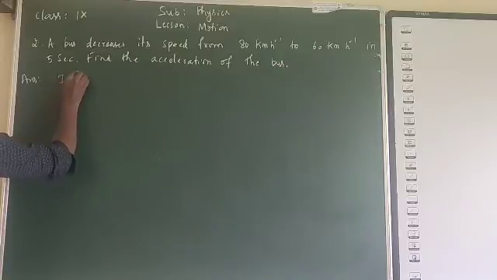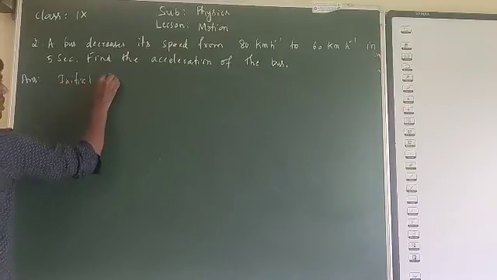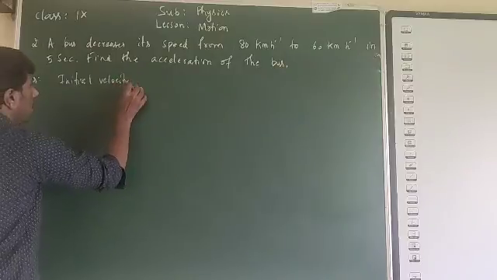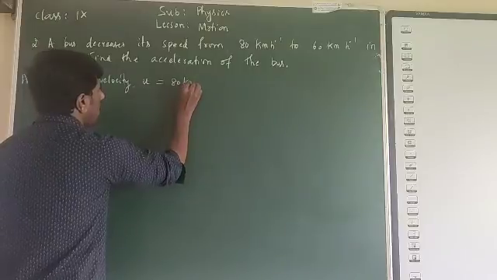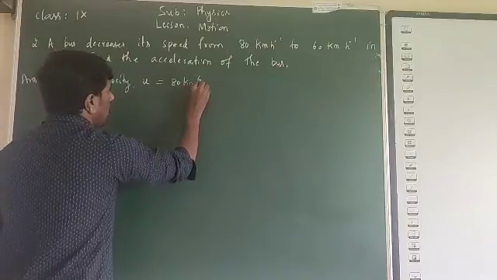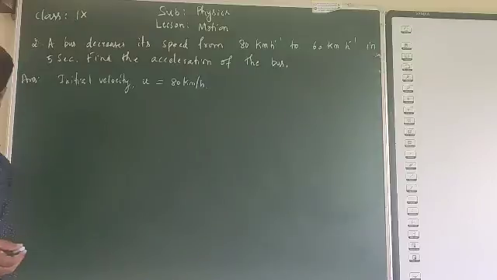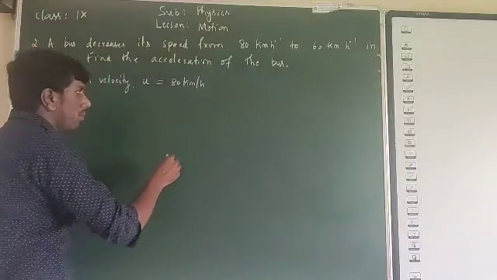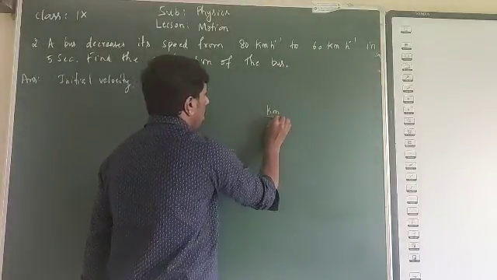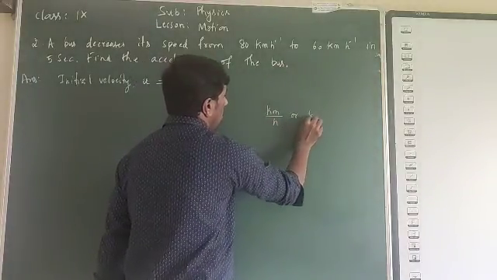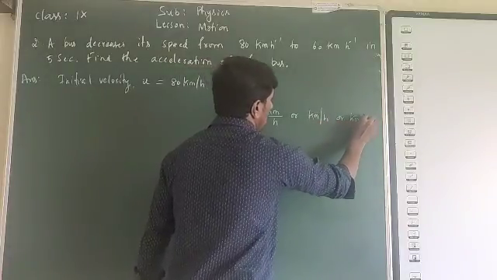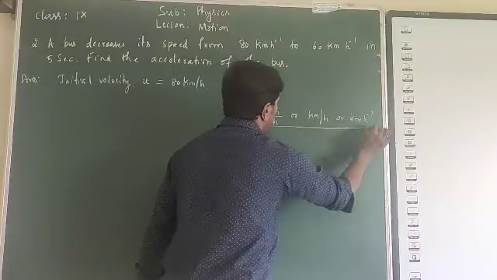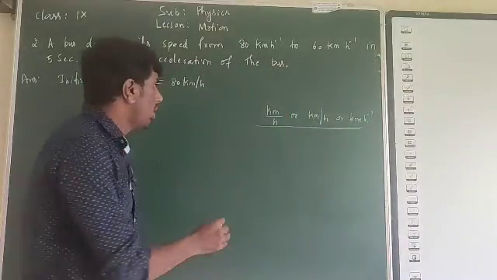Initial velocity. Initial velocity u is equal to 80 km per hour. Okay, 80 km per hour. Or otherwise you can write 80 km h inverse. Both are same. Writing kilometer per hour or kilometer h inverse, all these three are same, right?